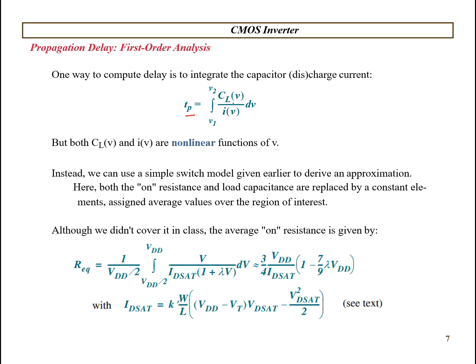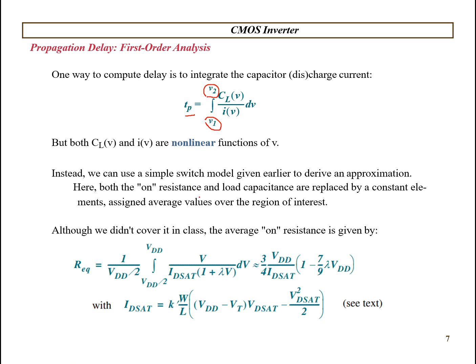So that can be integrated to compute the delay. Hence it is the integral of CL(V) divided by I(V) into dV, where the initial voltage of the integration is V1 and the final voltage is V2. Here CL(V) and I(V) are nonlinear functions of V. Hence we are using a simple switch model given earlier to derive an approximation. It is not an exact value of Rn, but an approximate value.